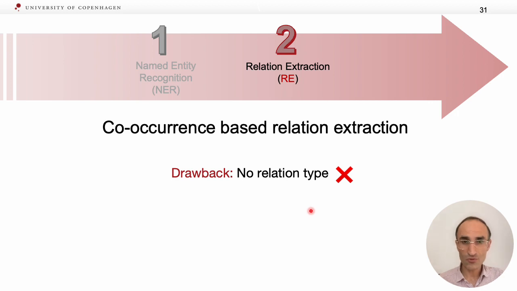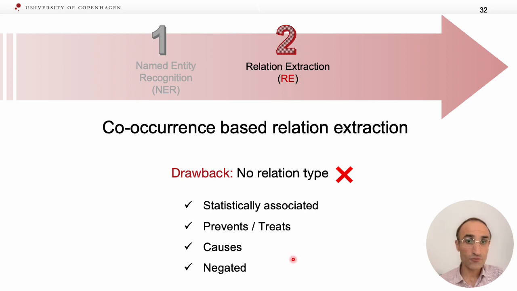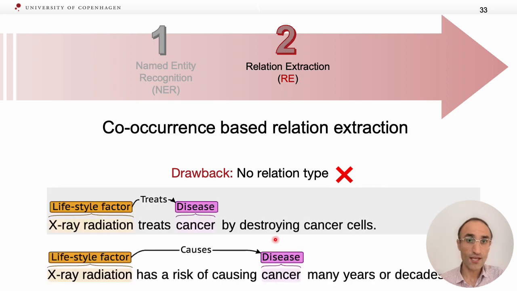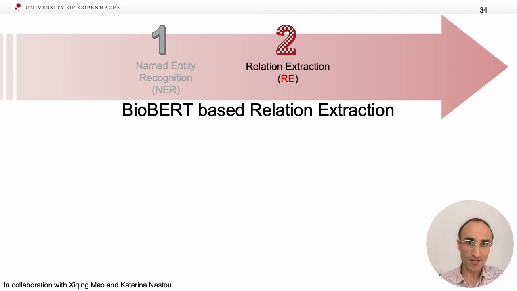But the co-occurrence-based approach has drawbacks, and you cannot distinguish the relation type between disease and lifestyle. But we are interested to classify different relation types between disease and lifestyle factors, other than causal relationship. For example, lifestyle can prevent a disease or even treat a disease. As you can see here in this example, even between the same pair of entities, there can be different relation types, but this cannot be detected by the co-occurrence-based approach, since this approach simply ignores the context. That's why we need a better approach.